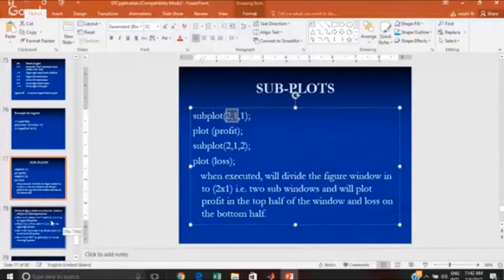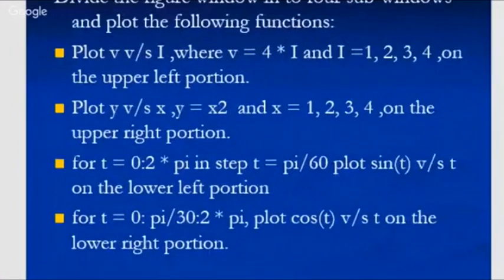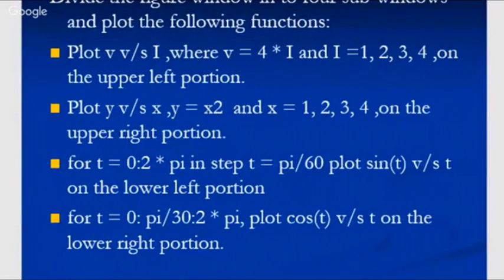So we'll see an example, then you will understand clearly. So now in this example, we have to draw 4 plots. Okay, so it is 2 into 2, so that 4 plots can be drawn. One is voltage versus current. So here you can see V versus I, where V is given as 4 into I and I values are 1, 2, 3, 4.